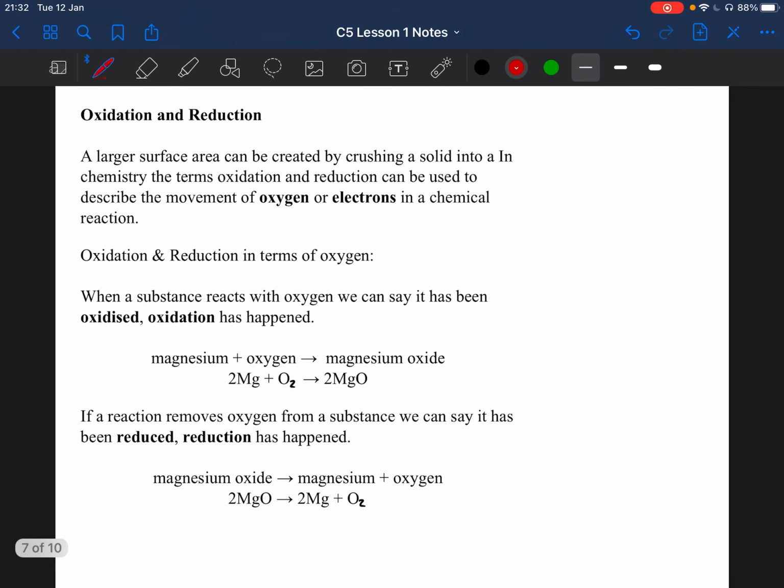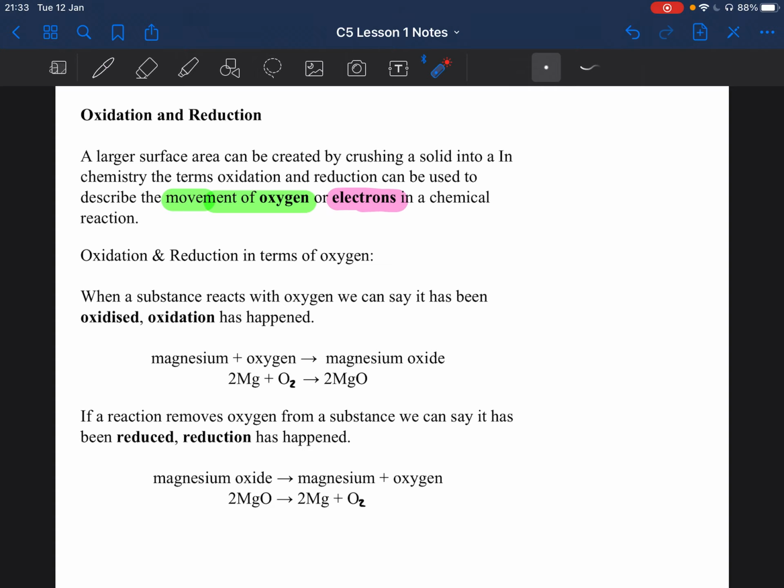Okay, so 2 keywords that we need to know. One I've already mentioned is oxidation and reduction. Now, oxidation and reduction have 2 meanings in chemistry. We can refer to oxidation in terms of the movement of oxygen, so I'll just cover that, or we can talk about it in terms of the movement of electrons. So I'm going to start with the slightly easier meaning for these 2 terms and then move on to the more complicated versions.